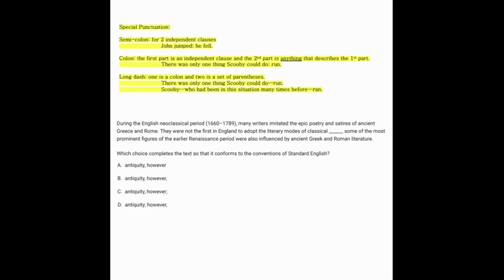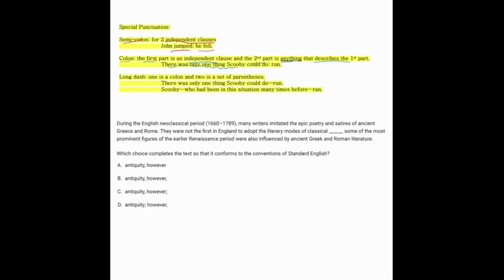This question is about when to use a colon or even a semicolon. For an SAT, you definitely should have memorized that a semicolon is for two independent clauses. John jumped; he fell. A colon is when the first part is an independent clause and the second part is anything that describes the first part.